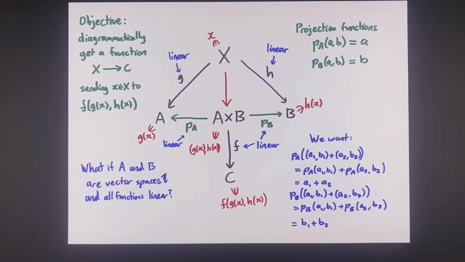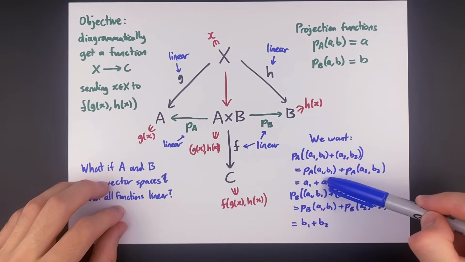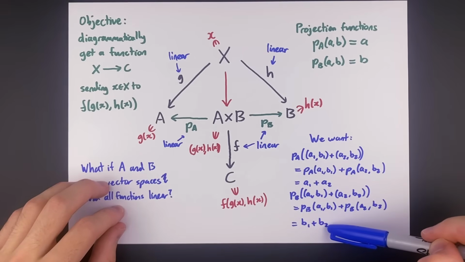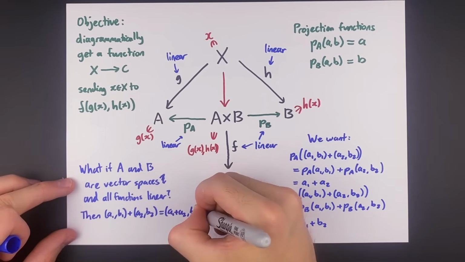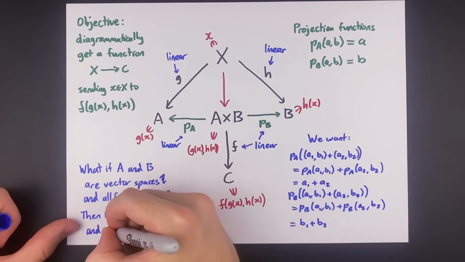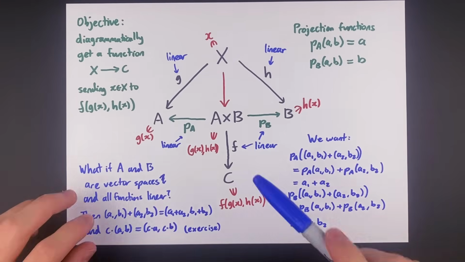There's only one pair in A cross B whose projections are these sums of vectors, and that's this pair, A1 plus A2, B1 plus B2. This tells us that A cross B has to have component-wise addition. I'll leave you to check that the same thing works for the scaling operation. So just by looking at the projection maps, we've concluded that there's only one possible vector space structure for A cross B.